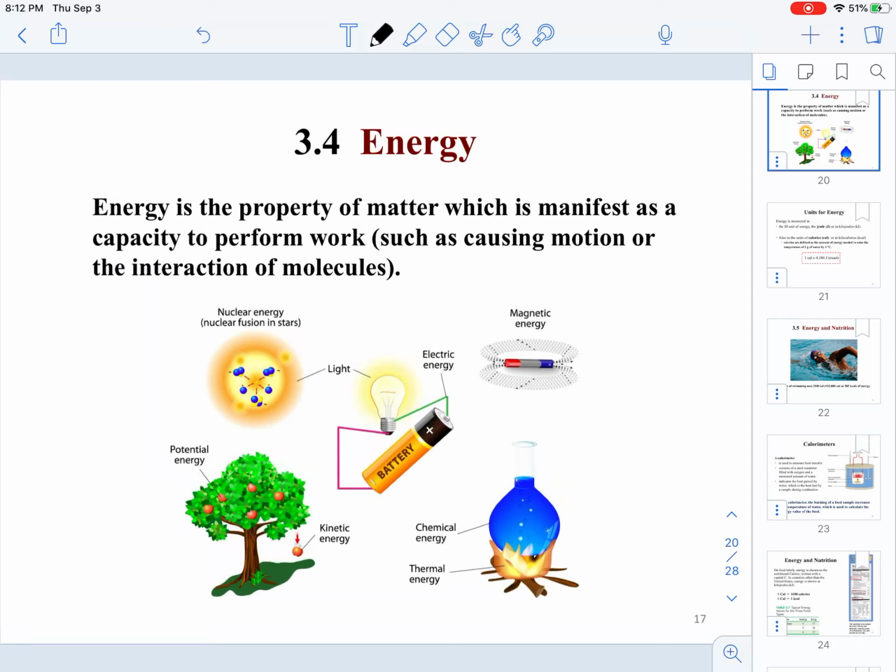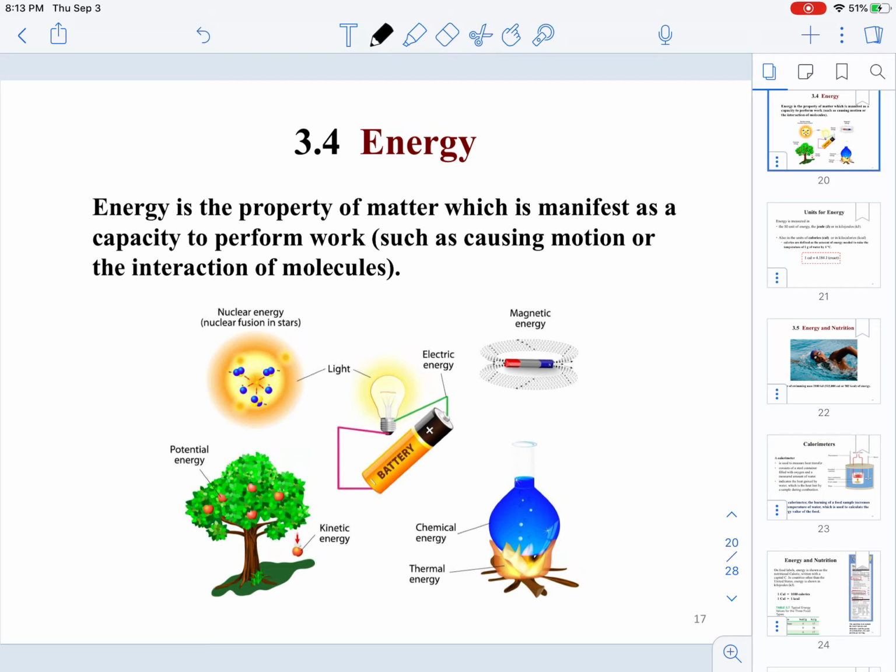In this video, we are going to be exploring the concept of energy. The definition of energy is the property of matter which is manifested as the capacity to perform work. When it comes to chemistry, the ability to do work causes motion or interaction of molecules.